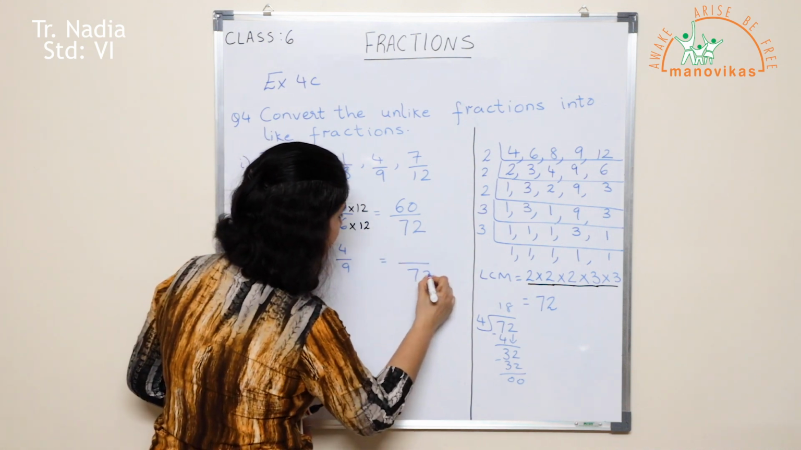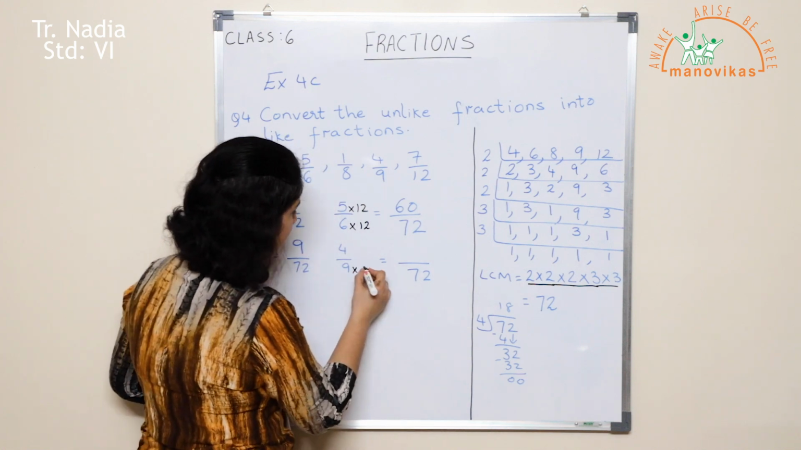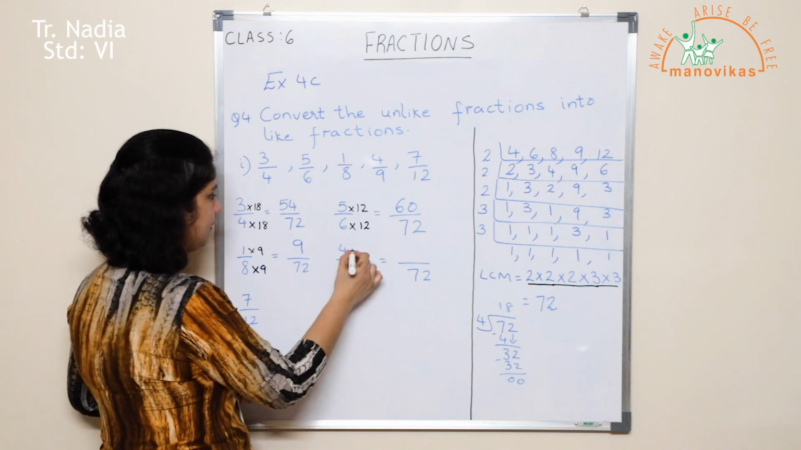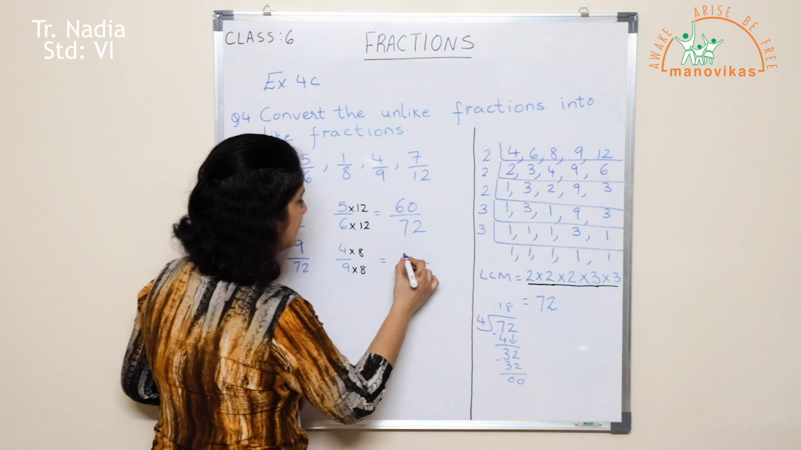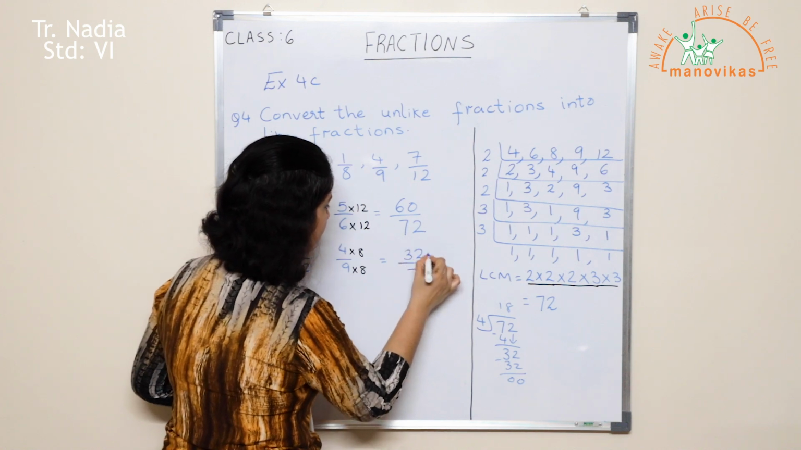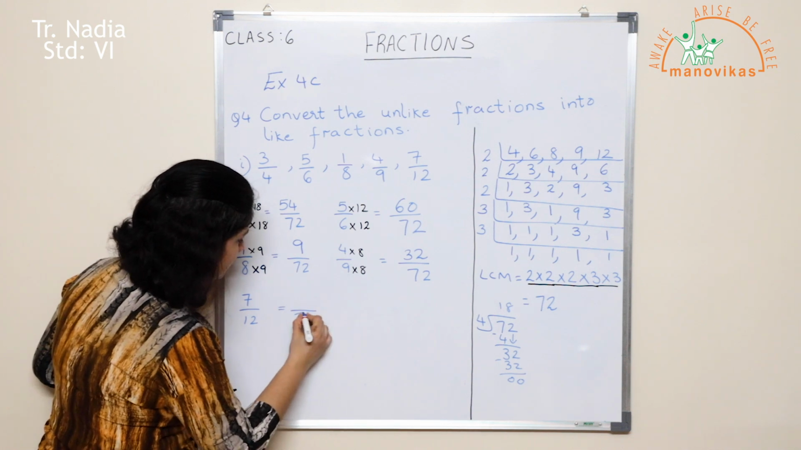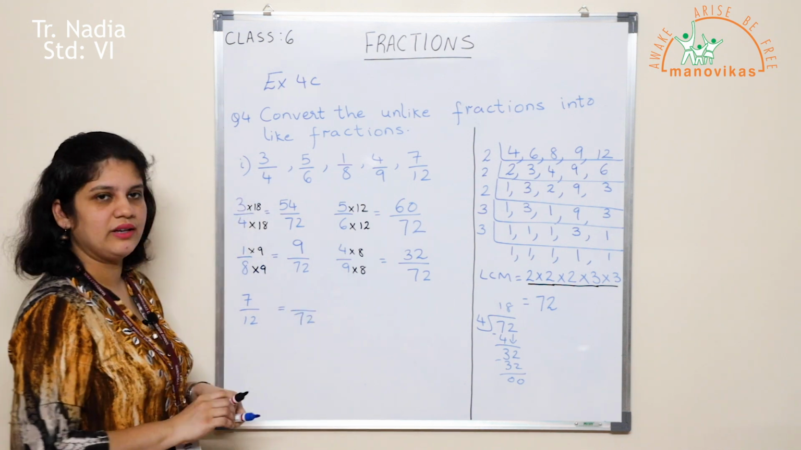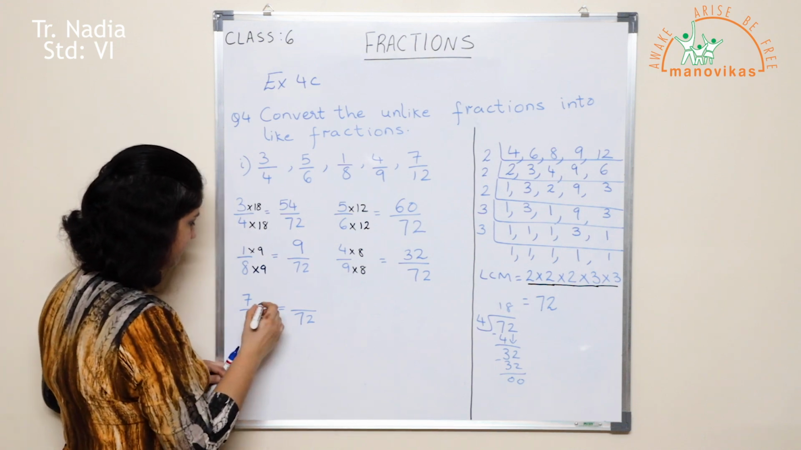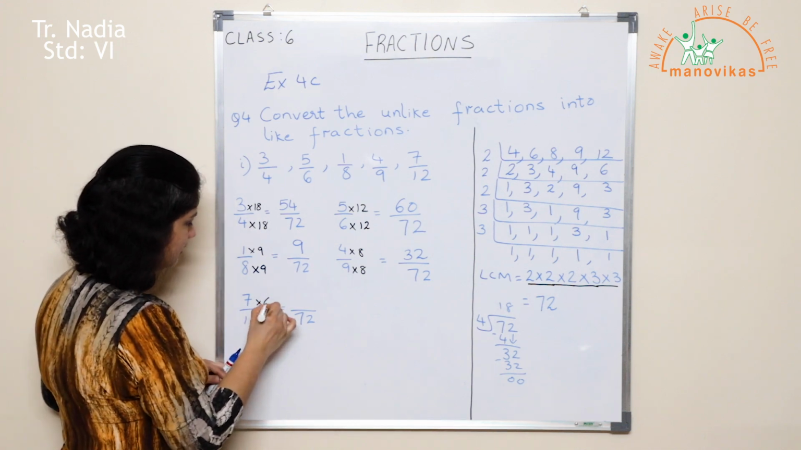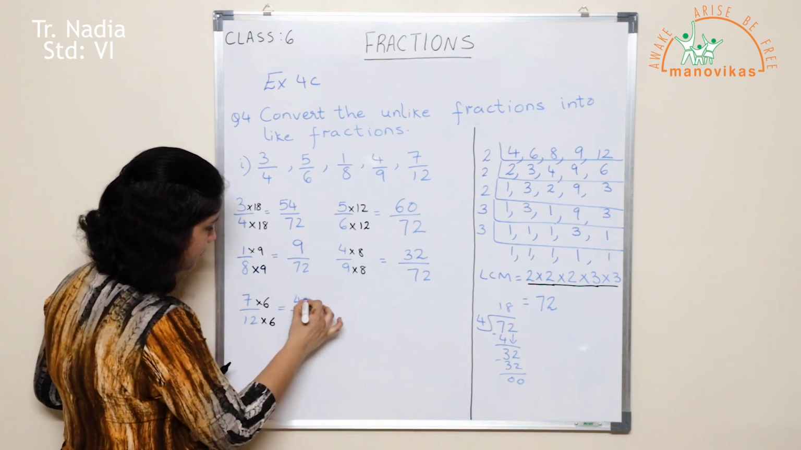9 has to be made into 72. For that I will do 9 8s are 72. Same thing in the numerator. 4 multiplied by 8. 4 8s are 32. Finally we have 12 here. 12 also has to be made into 72. 12 6s are 72. Same thing in the numerator. 7 into 6 will give me 42.